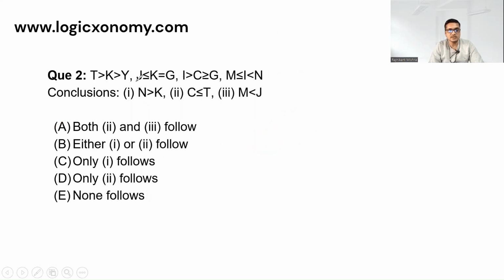Question number 2. This is your statement and this is conclusion. Again, we write down all the terms in descending order like this. T is greater than K is greater than Y and K is equal to G. And K is greater than or equal to J. I is greater than or equal to C, I is greater than C, and C is greater than or equal to G. I is greater than or equal to M, and N is greater than I.